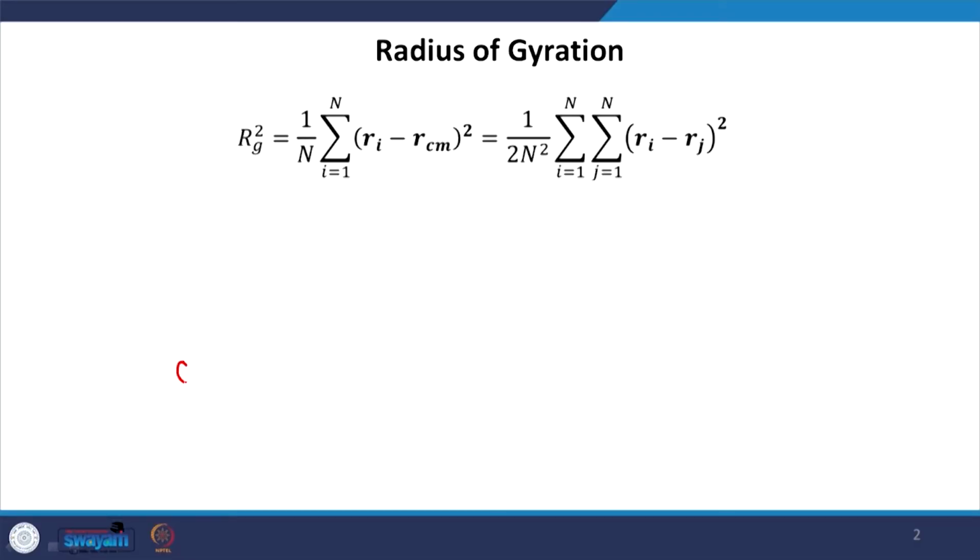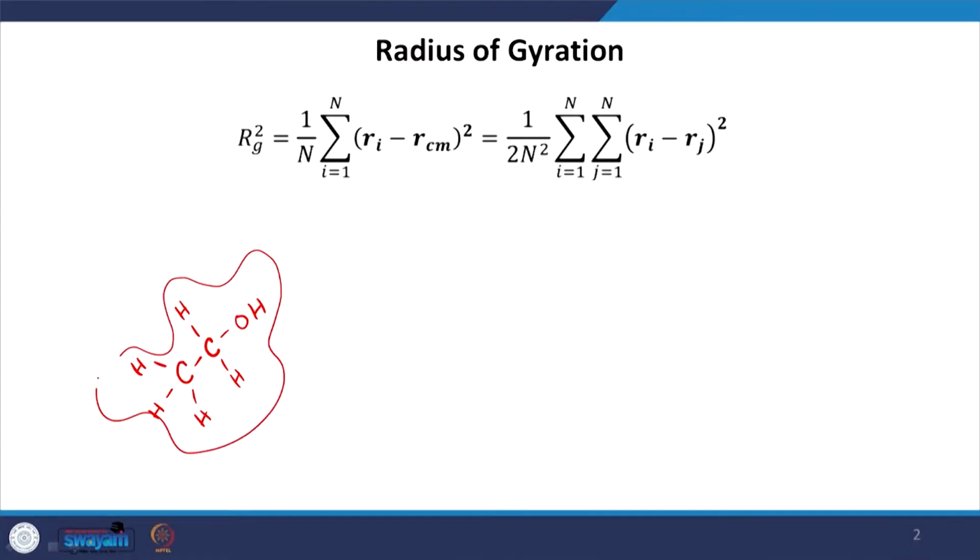So the next thing that we can evaluate from the MD simulation is the radius of gyration. This particular quantity is important if I want to assess the size of a molecule. So let's say if I am looking at, for example, a simple molecule, let's say ethanol, this molecule is not clearly of any standard shape like a spherical shape or something else. In fact, if I look at the molecule itself, what you will see is some electron cloud around the molecule, and that is going to be somewhat arbitrary shape.